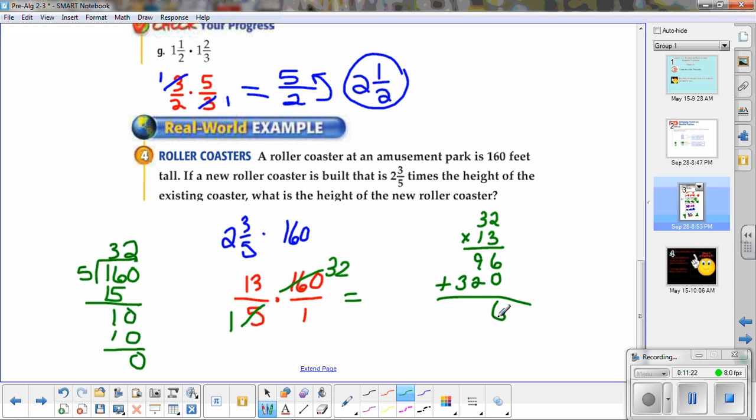6, 11, and 4. So we end up with 416 in the numerator and 1 times 1 in the denominator. So it is just 416 feet tall.